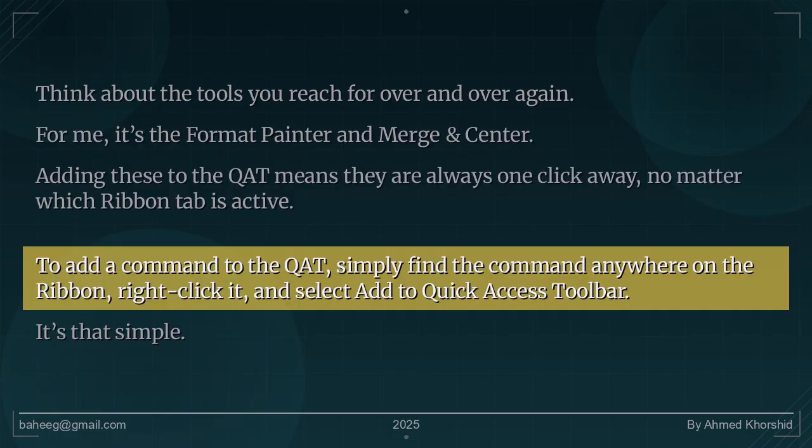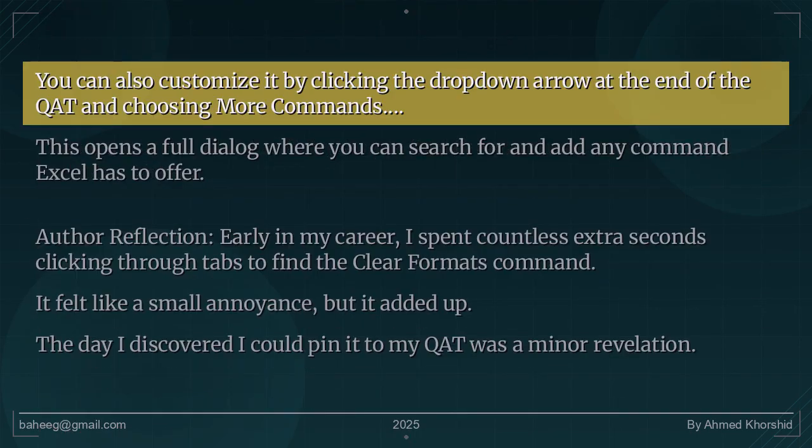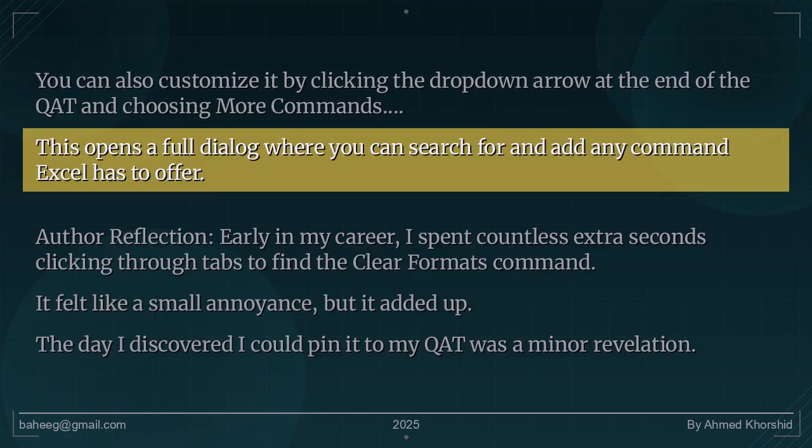To add a command to the QAT, simply find the command anywhere on the ribbon, right-click it, and select Add to Quick Access Toolbar. It's that simple. You can also customize it by clicking the drop-down arrow at the end of the QAT and choosing More Commands. This opens a full dialog where you can search for and add any command Excel has to offer.